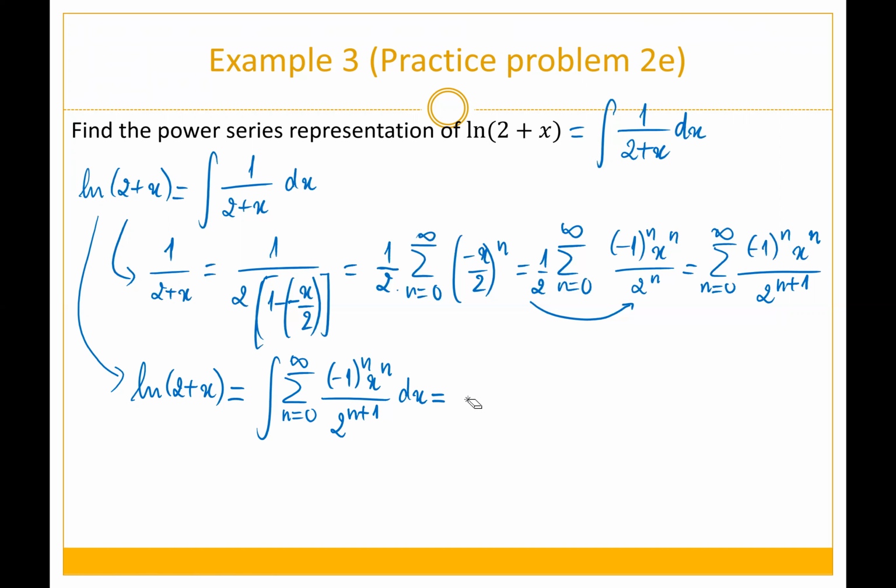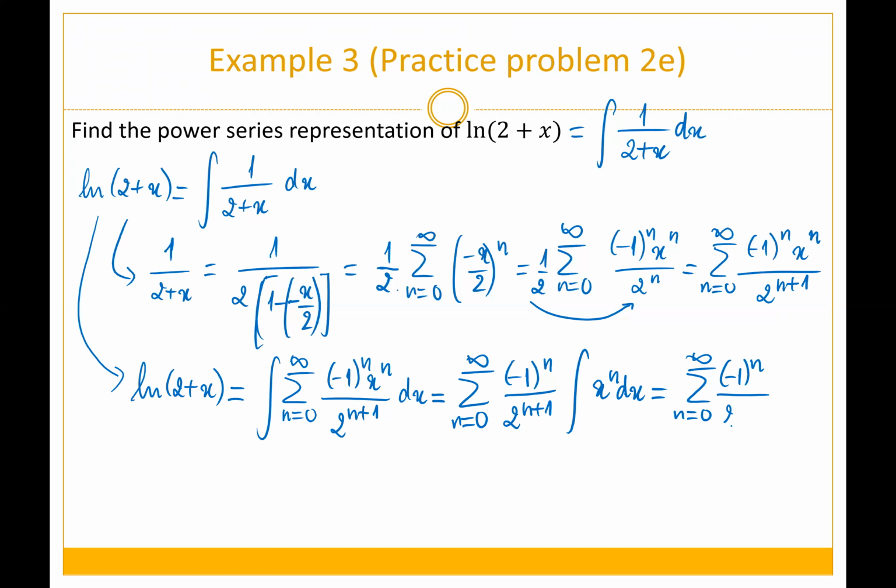So you're going to have the series negative 1 to the n over 2 to the n plus 1, times the integral of x to the n dx, which is going to be x to the n plus 1 over n plus 1 plus c. So that's my answer for this question.